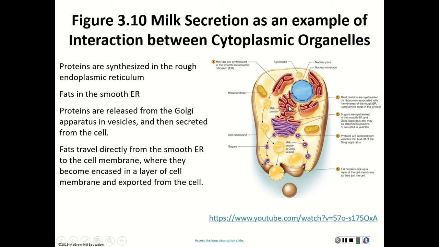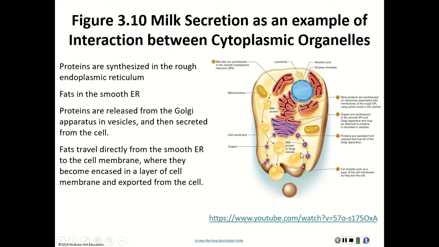So the protein is going to be made here, primary structure, secondary and tertiary. All of that packaging is going to happen in the Golgi apparatus. And then we'll release the milk protein in the form of a vesicle. And that vesicle is going to be released out through the cell through exocytosis.